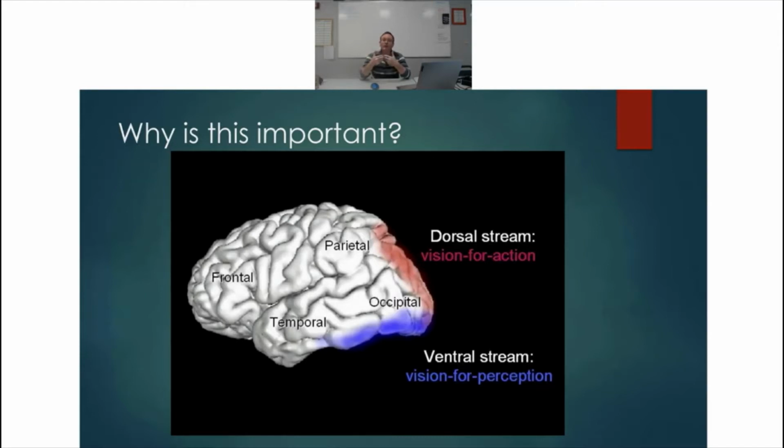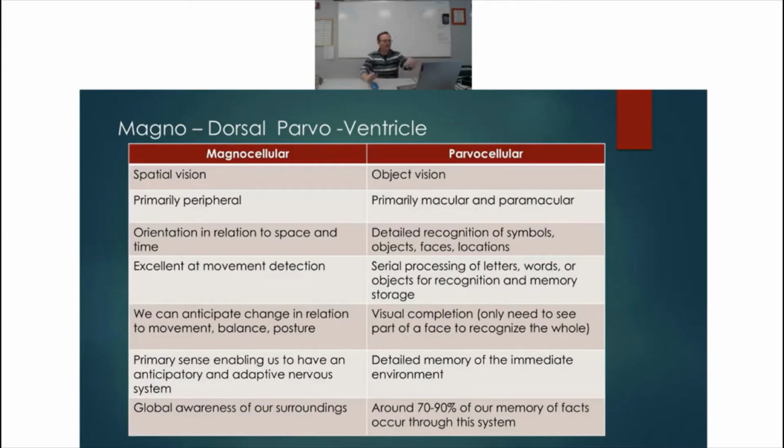So it's very important that as we're going forward, we understand we're dealing with two systems. One, magno, gross peripheral, the where, okay? Parvo, the central, dedicated to the what, okay? Now, as we enter into all things luster, we're going to be dealing more with the where than with the what. We're going to be dealing more with that parvocellular. Now, here is just a chart. You can take a look at it. But the magnocellular, its spatial vision, where things are oriented, is primarily in that periphery. It's oriented in relation to space and time, great at movement detection.